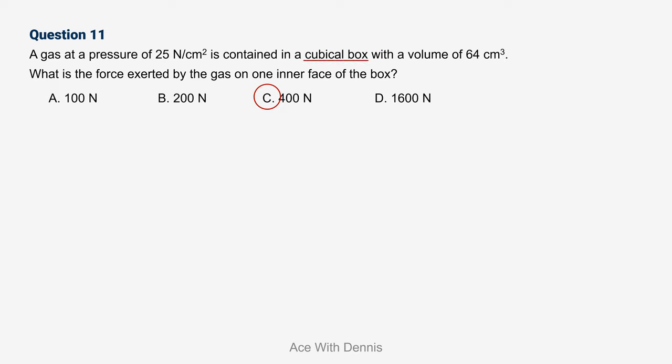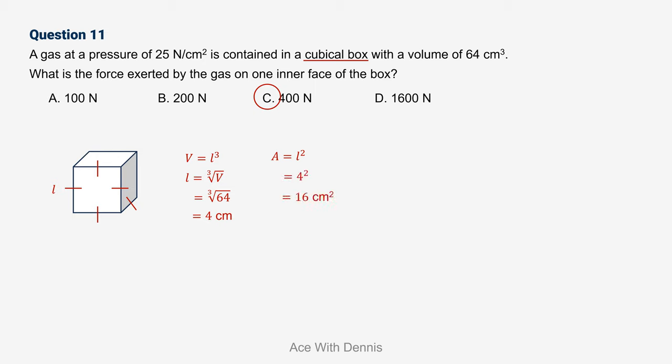This container is a cubical box, so let's draw a cube here. A cube has all lengths equal, so the volume for a cube is L cubed. To get the length, it will be the cube root of the volume. For this case, we take the cube root of 64 and the length is 4 centimeters. The area of each side of the cube is L squared, so it will be 4 squared, which is 16 centimeters squared. To calculate the pressure, we apply the pressure formula P equals F over A. So the force is the pressure times A. Given pressure is 25 and the area we have calculated is 16. So 25 times 16, the force will be 400 newtons.